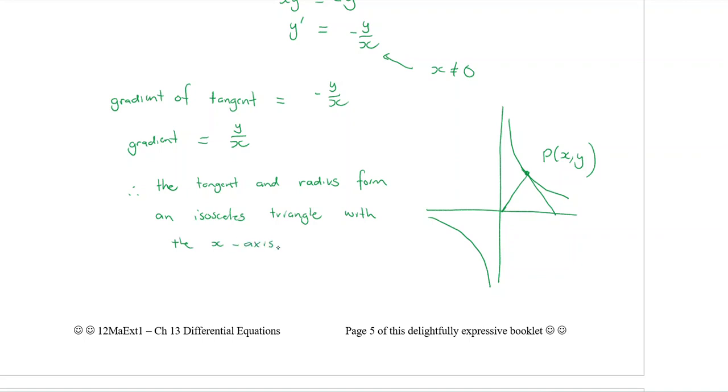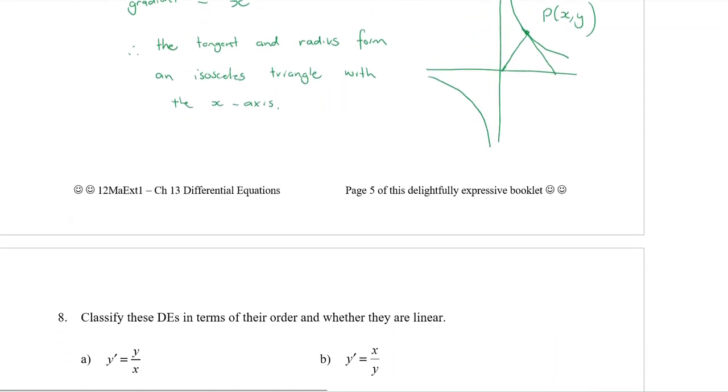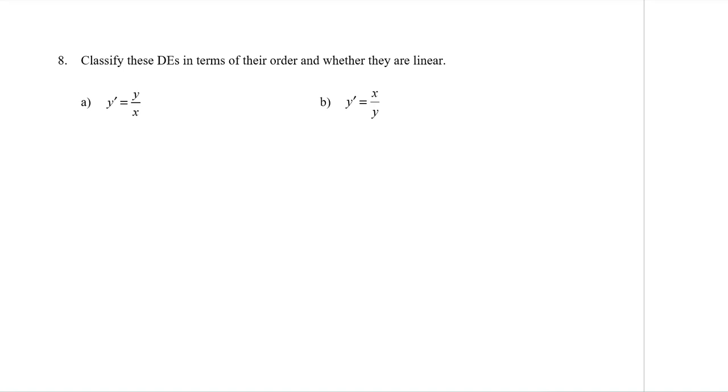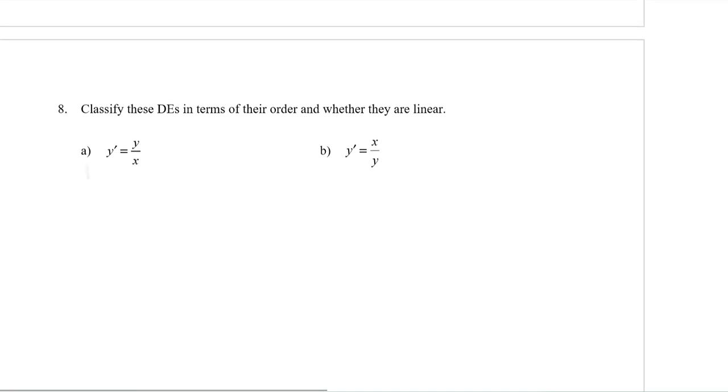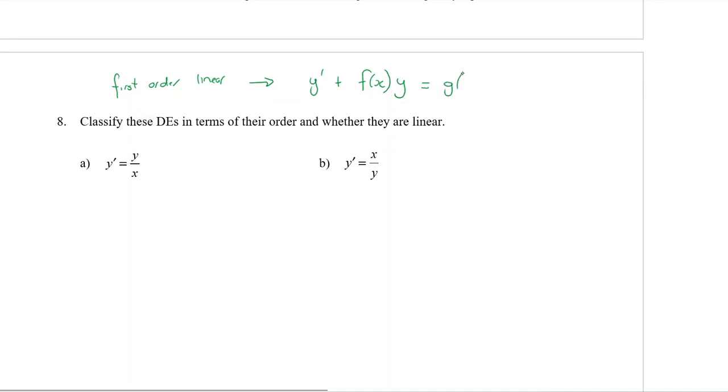Okay, the last question is a little bit easier, but just a different type of question. So question 8, has everyone written that down, sorry? Yep. Question 8, classify these differential equations in terms of their order and whether they are linear. Back on the first page, this is a reminder: for something to be first order linear, it has to be able to be put into the form y dash plus f of x times y is equal to g of x. Okay? That is what it means for something to be linear.